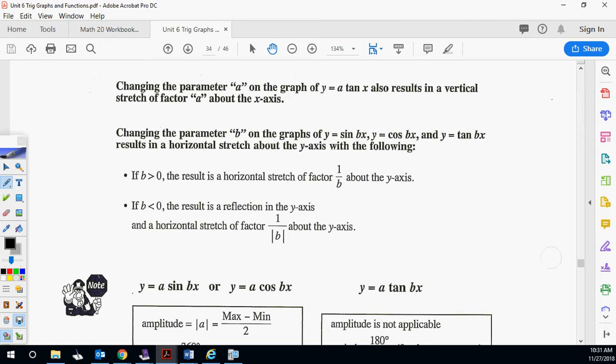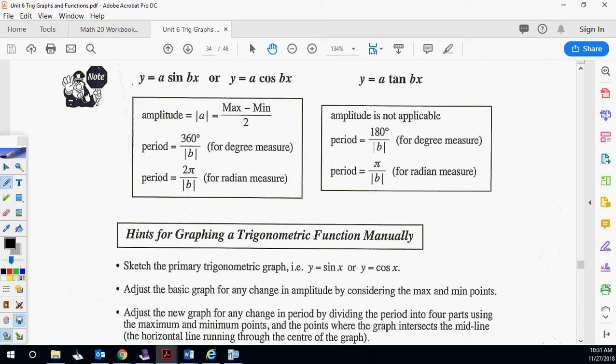All right, so here's everything we have, kind of broken down here. So y equals a sine bx, or y equals a cosine bx. Amplitude is max minus min over 2. Period is 360 over b, so whatever is happening next to your x there. Or you can do it in radians: the period is 2 pi over b. Amplitude's not applicable to tangent.